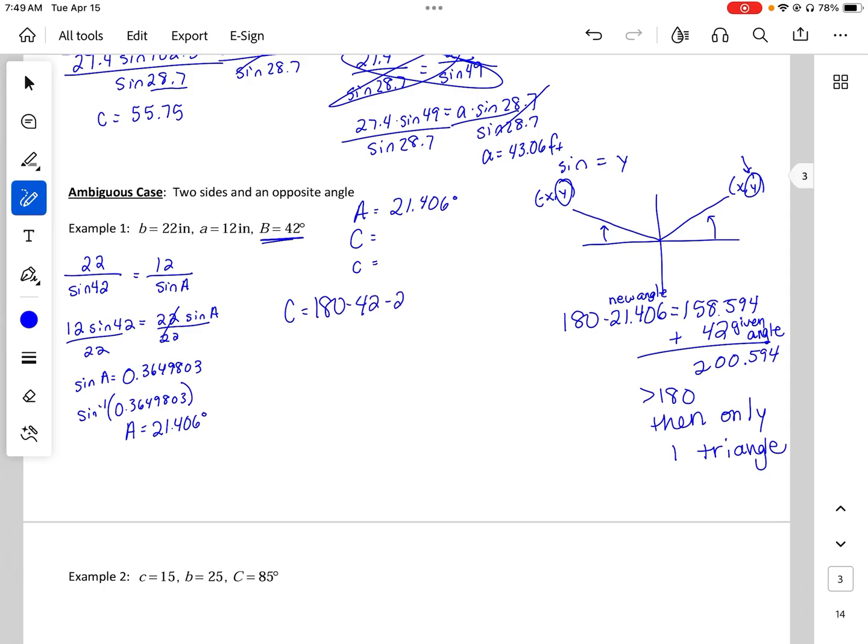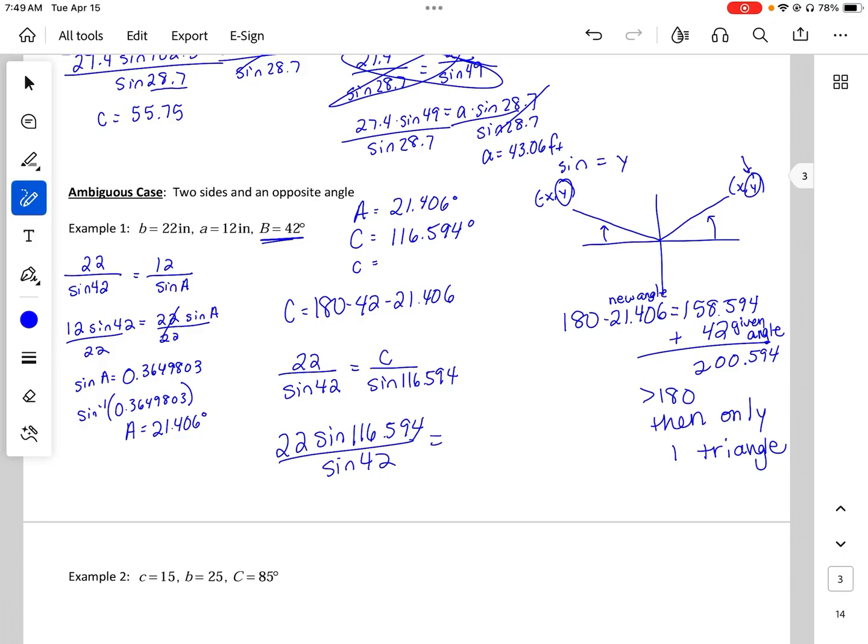So let's go ahead and continue on. For angle C, we do 180 minus 42 minus 21.406, and that equals 116.594 degrees. We use that to find side C. I'm going to use that 22 over sine 42 because that's what we already know, that was our given, equals C, which I don't know, over sine 116.594. Cross multiply and divide, and we end up like this.